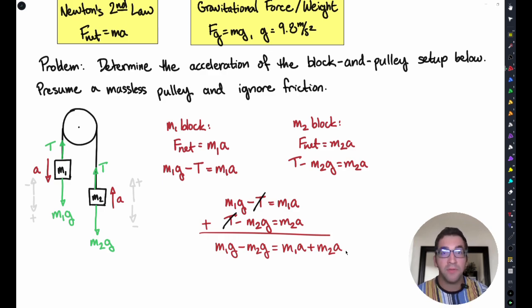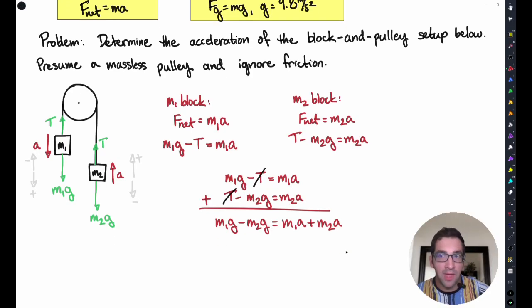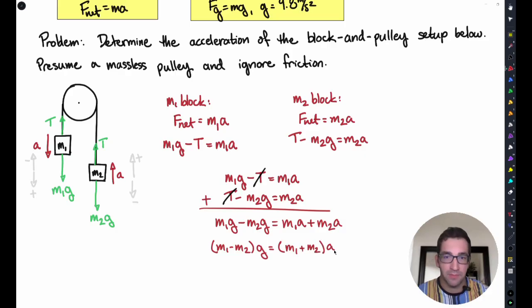We have gotten rid of the variable that we don't know about, and we just want to find acceleration, which is the one that we care about. That's the unknown that we want to find. So in order to do that, we can factor out the a on the right-hand side. To clean things up a little bit, I'm also going to factor out the g on the left-hand side as well. So I'm going to factor out the g, m1 minus m2 times g. On the right-hand side, I'm going to factor out the a the same way, m1 plus m2, a like this.